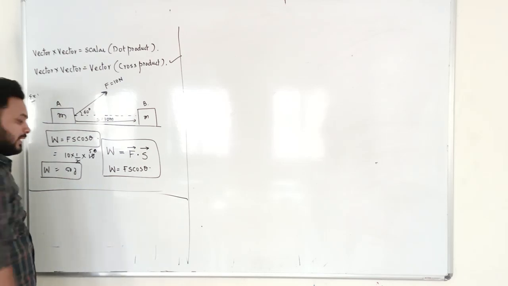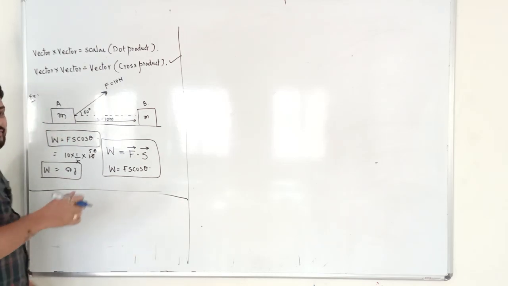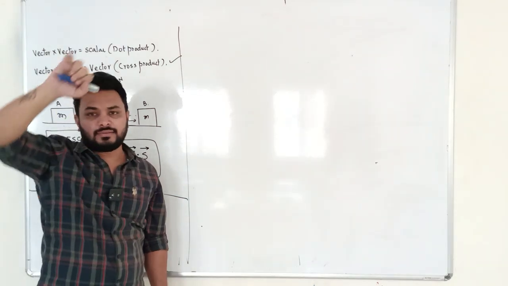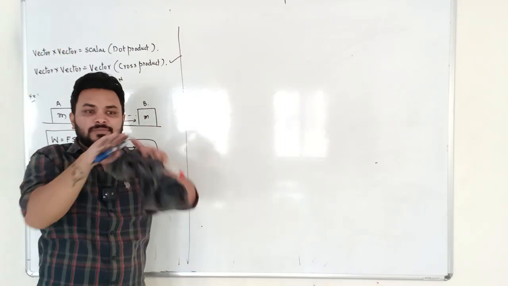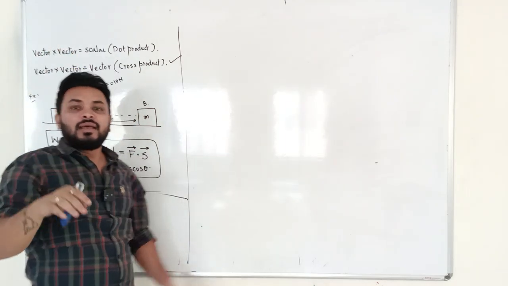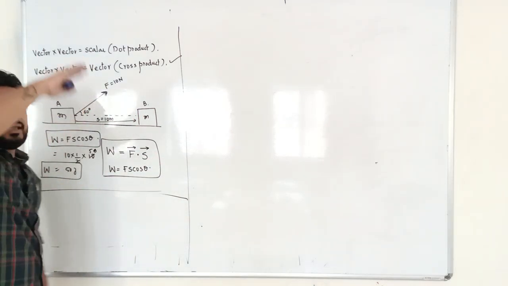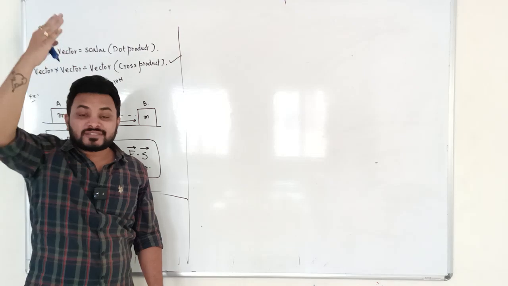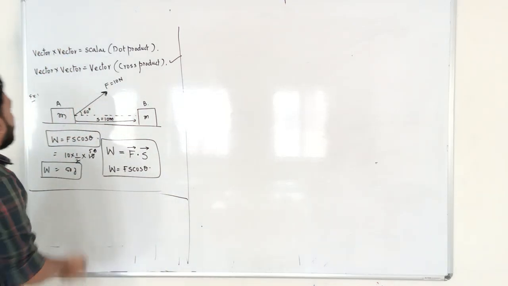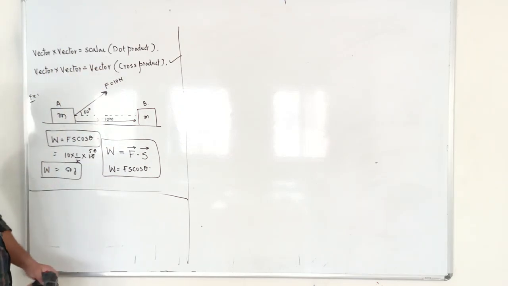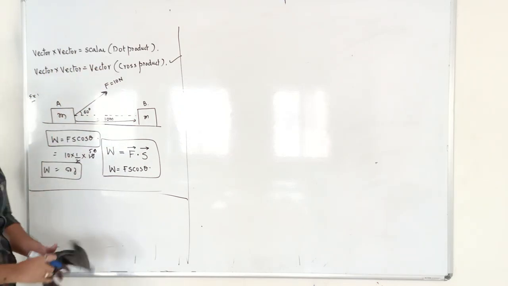Suppose we are rotating a body about a screw. I am applying a force here, and the displacement is in this direction. Now, if I apply a force in this direction, F sin theta is responsible for the rotation. So we call it a vector product or cross product. All those things we have seen in terms of vectors.